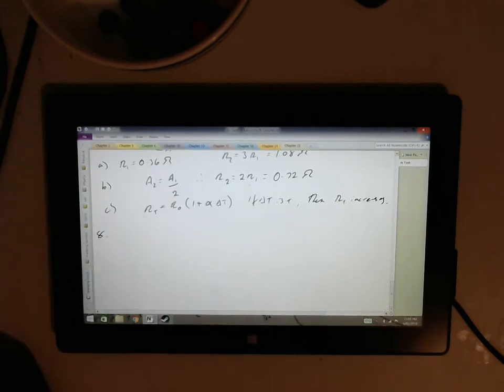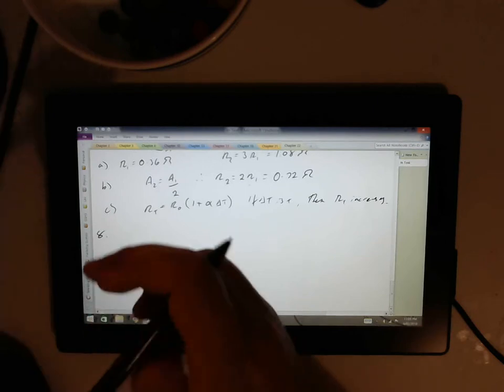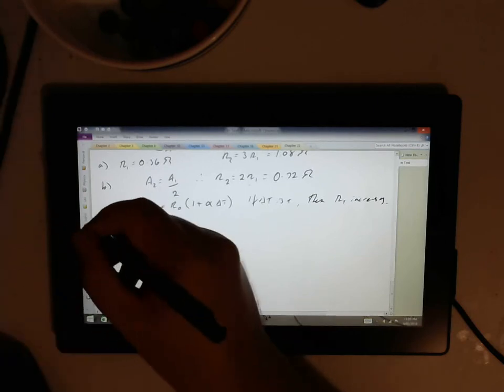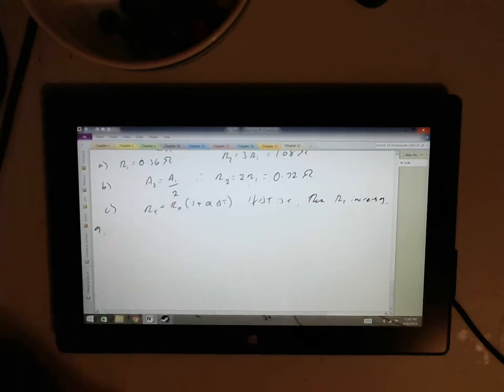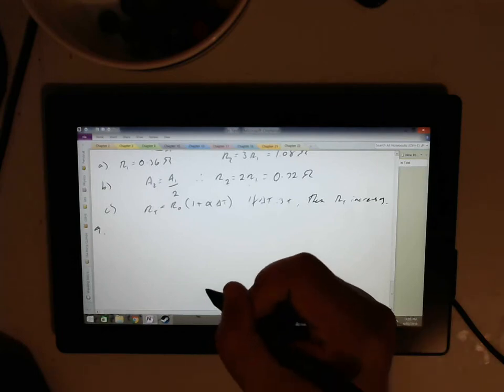Question 8. Resistance of a certain metal conductor. No, sorry, that was the one I just did. Question 9. Sleepy. Question 9. Refer to figure 22.10. Figure 22.10 is back a couple of pages. So let's find that. Figure 22.10. And, okay, we've got a circuit.